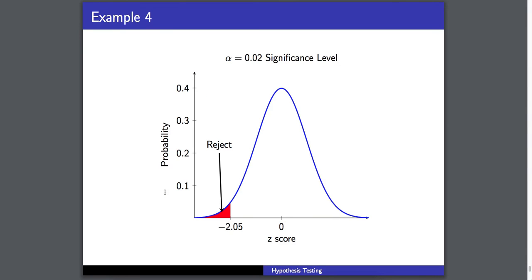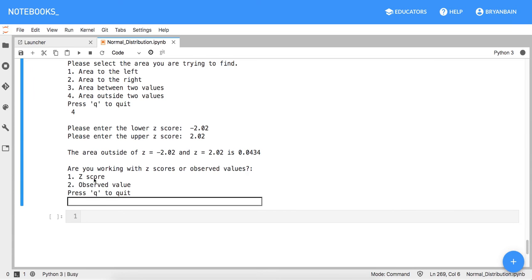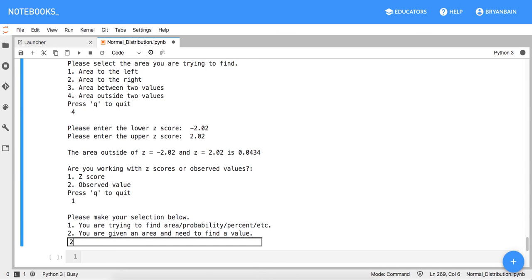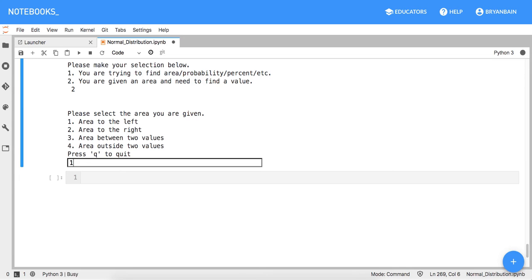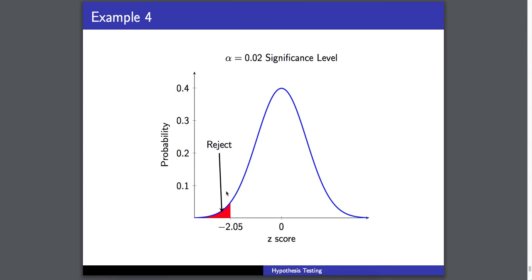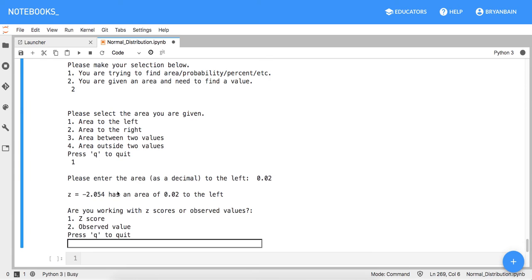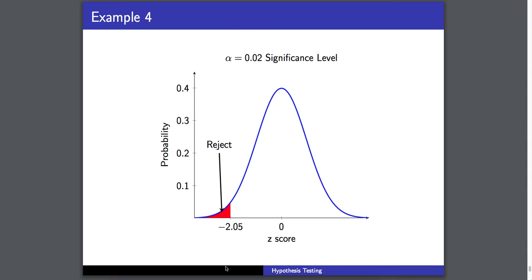All right, so if we draw a normal distribution, the 2% significance level, we look at having a 2% area to the left, because it is less than, it's a left-tailed test. To the left is going to give us a z-score of negative 2.05 for our critical value. And again, we can get that by, we're working with z-scores, and we're given an area, so go to option 2. And then it's the area that's to the left, option 1. And we said that the area, the significance level, is 2%. So this red area represents 2% of all the values underneath this curve. So in this case, our area is 0.02, which gives us a z-score of negative 2.054. So I just rounded it to 2 decimal places here. So anything less than that will get rejected as a test statistic. Anything greater than that will not get rejected.